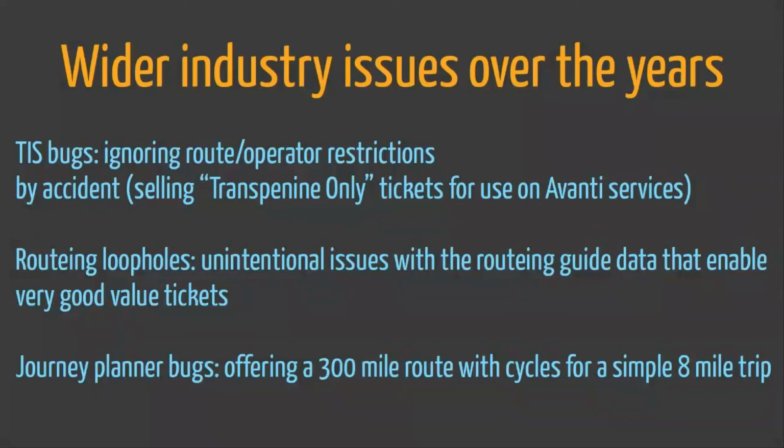Journey planner bugs. A simple eight-mile trip getting converted into some ridiculous 300-mile route involving cycles. It's a fun way to explore the country if you can get a really cheap ticket sold with an itinerary like that. These are things that have all happened to retail sites that I've seen over the years, and not something that many people talk about.